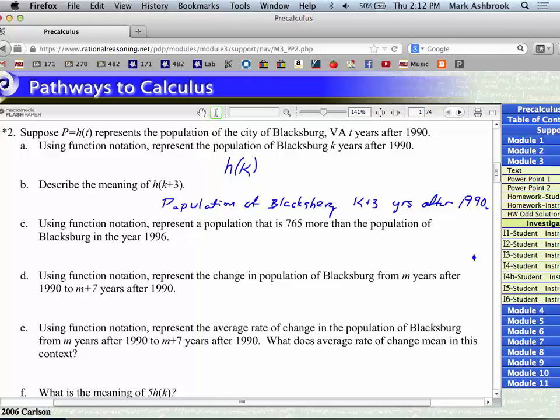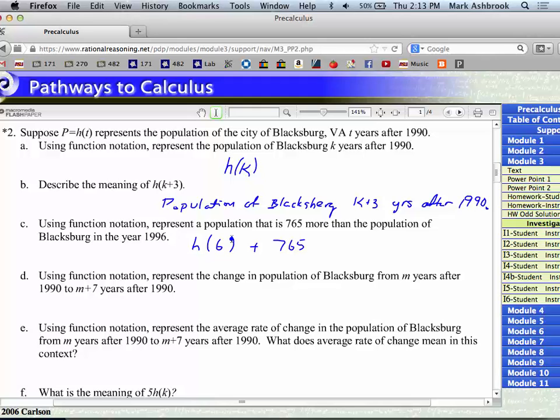How would you use function notation to represent a population that's 765 more than the population in 96? Christian: H of 6 plus 765. Where's the 765, inside or outside the parentheses? What would it mean if the 765 was inside the parentheses? It would be 771 years, right? If we put it inside, now we're talking about the population 771 years later. Totally different than this, right? But this is what they asked for. Okay, how about this one?